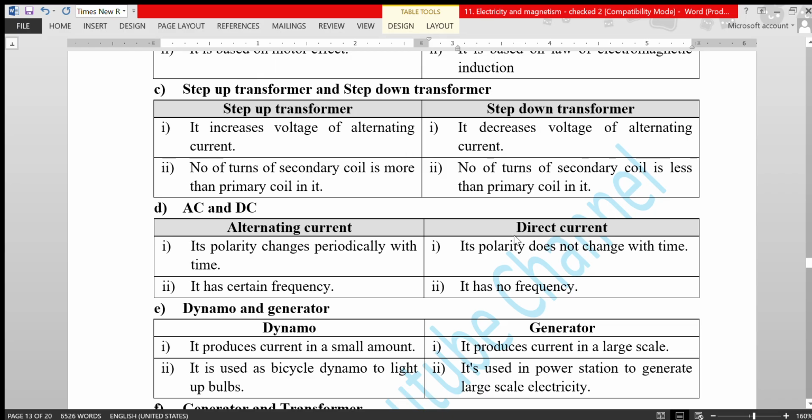AC and DC, alternating current and direct current. In AC, polarity changes periodically with time and it has a certain frequency. In DC, polarity doesn't change and it has no frequency.